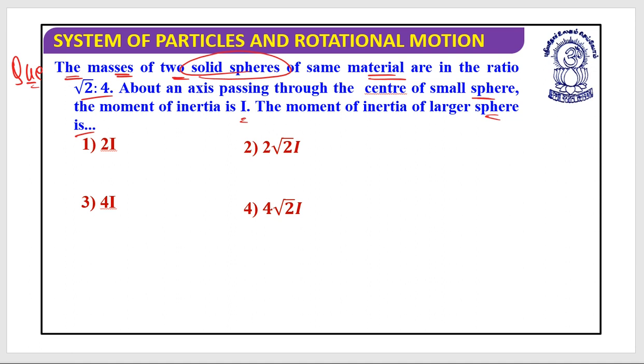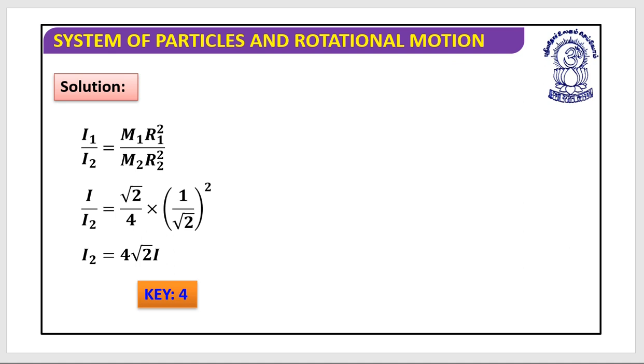It says we have been given the masses, root 2 is to 4, and that about an axis passing through the center of the smaller sphere the moment of inertia is I. What do I need to find out? I need to find out the moment of inertia of the larger sphere. So let's have a look. It is simply I1 equals m1 r1 square divided by I2 equals m2 r2 square. I have been given that their densities are equal.